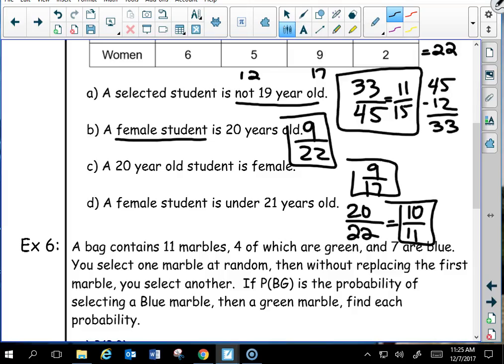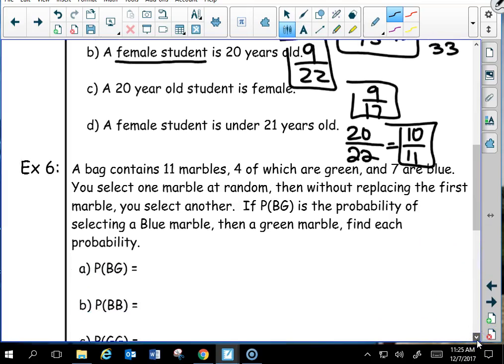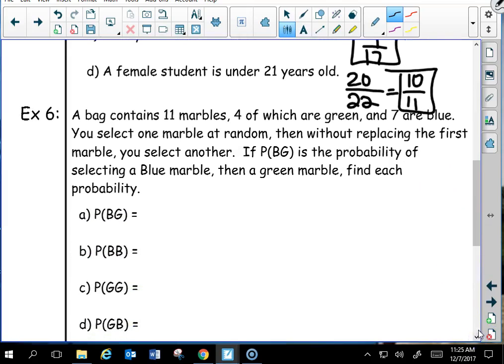Okay, on to bags of marbles or boxes of candies, or same thing. Again, very typical probability problems. So we've got a bag that has 11 marbles, 4 are green, 7 are blue. And they're asking for probabilities in a very straightforward way. If they ask for a probability of B of G, we need to figure out if we're replacing. Okay, without replacing the first marble. So the probability of B of G is the probability of selecting a blue marble and then a green marble without replacement. And that's exactly what they're asking us to do on the first one.